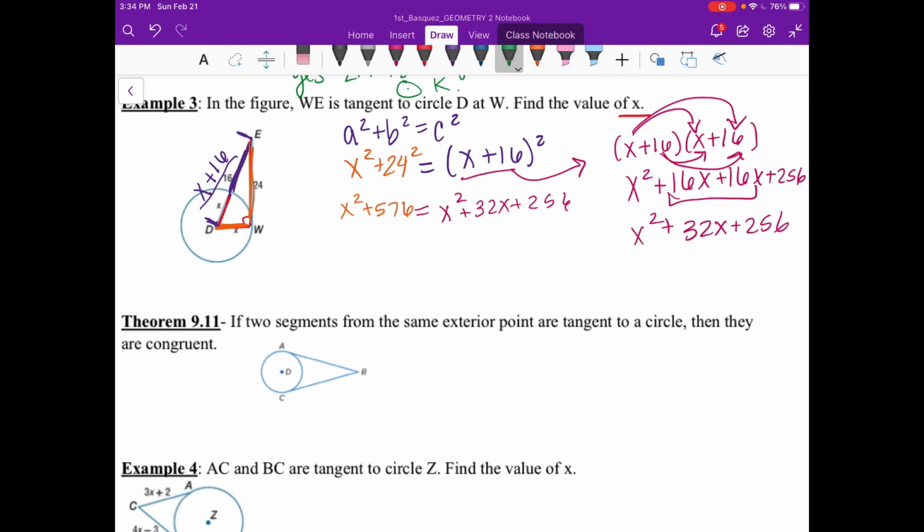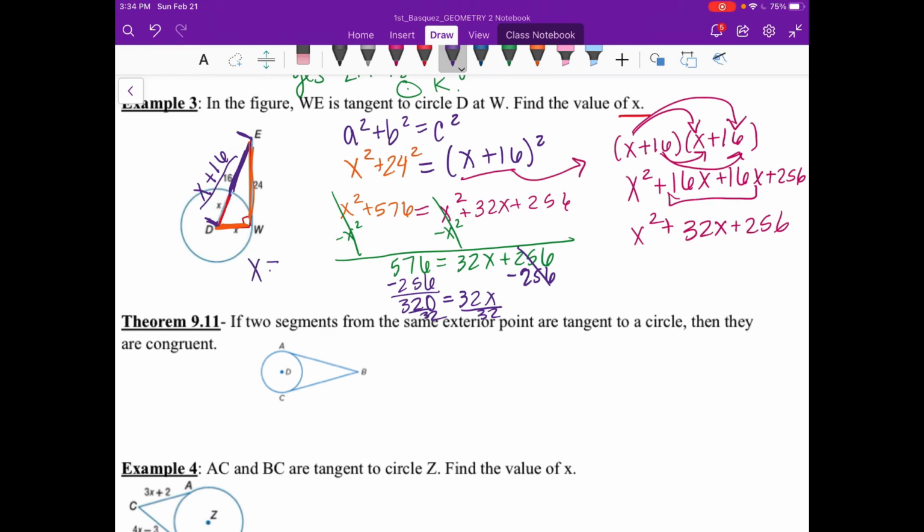So I start solving for x. I'm going to subtract the x squared from both sides. And when I do that, it's actually going to cancel from both sides. So then I have 576 equals 32x plus 256. I'm going to subtract 256 from both sides. 32x here, and then I get 320 over here, and divide both sides by 32. X equals 10.